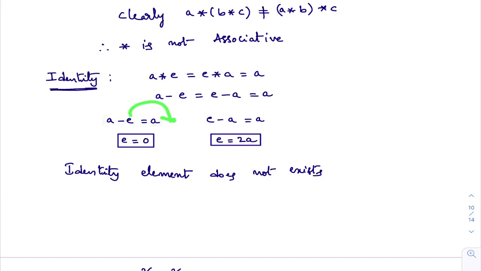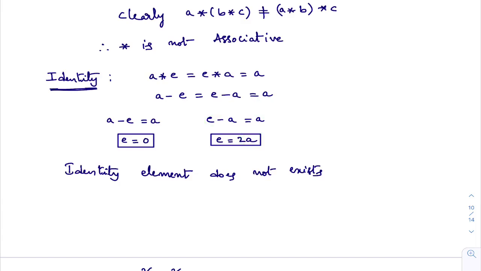Take minus E to the other side. Then what will you get? E is A minus A. A minus A is 0. From this, E is 0. Okay. Now, you take E minus A equal to A. From this, what is E? E equal to A plus A. A plus A is 2A.